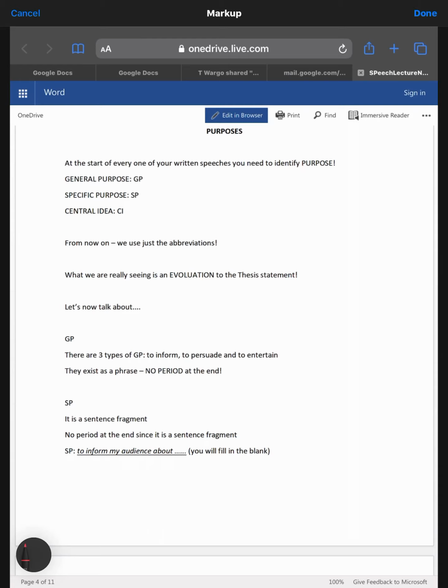Hi everybody. So today what we're going to do is talk about purposes. At the start of every one of your formal speeches that you turn in to me, I need to see at the top of the page the general purpose, the specific purpose, and the central idea. Folks, from here on out, I am not going to be referring to it in its formal name. I am going to be calling it the GP, the SP, and the CI. What the GP, SP, and CI do is help the instructor see where you have gone with your thesis evolution.